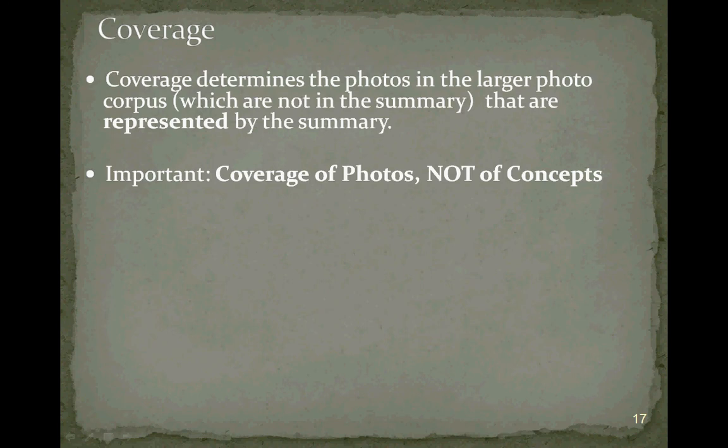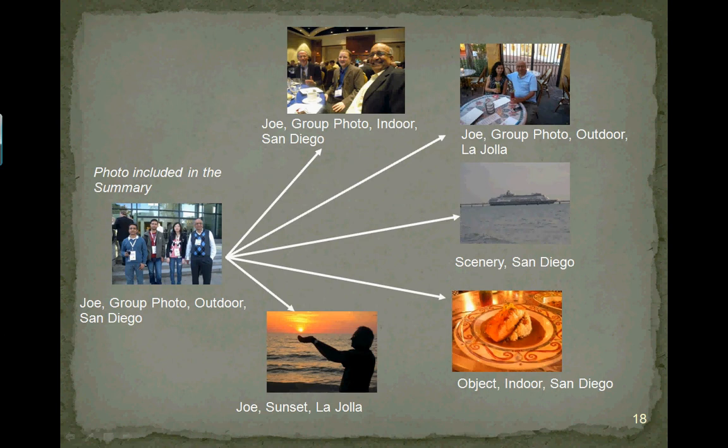The final property is coverage, which determines the photos in the larger corpus which have been shot during a life event that are represented by photos present in the photo summary. Consider the photo on the left. It shows user Joe in an outdoor group photo shot in San Diego. This photo was included in the summary. Coverage determines the degree by which this photo represents other photos which were not included in the summary. For instance, how much does this photo represent a photo of Joe shot during sunset in La Jolla?